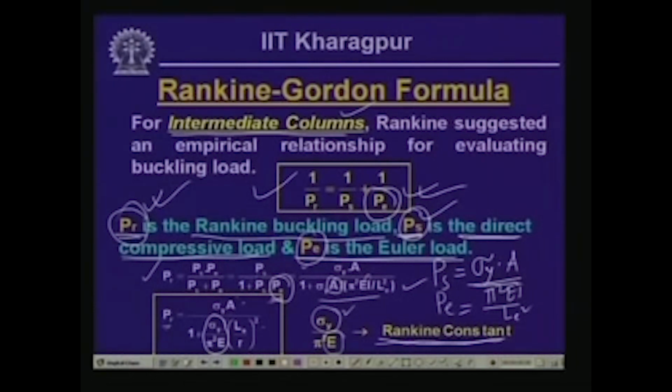And again, as you can see, the critical load for the member will be dependent on this L E by r, the slenderness ratio, and the critical stress, or the yield stress, of the material. So, this is the expression proposed by Rankine for evaluating the critical buckling load for intermediate column members. Now, as you have seen, we clearly have three distinct areas. One we have called the short column, another we have called the long column, and now we have defined another column range which is between the short column and the long column.